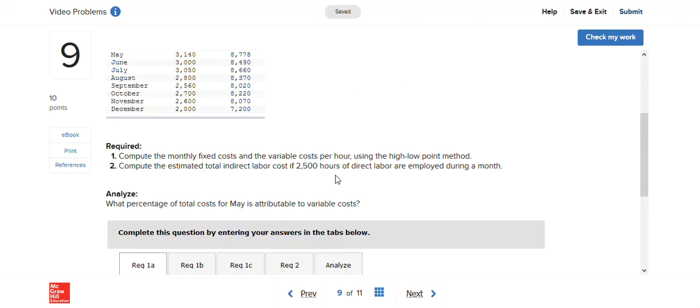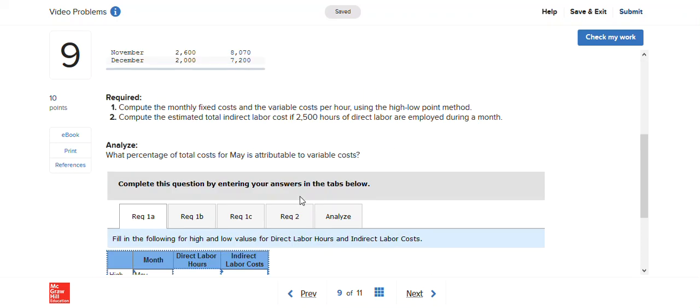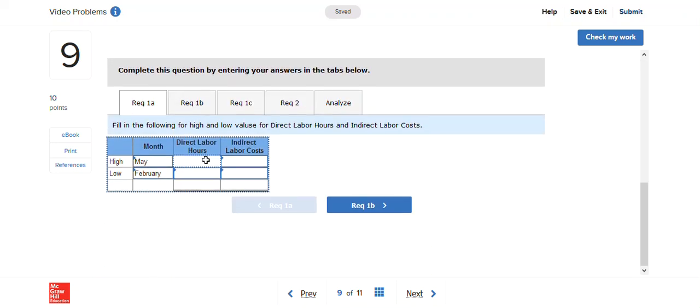And at that point, you're just going to take the amounts that are up here. So May is 3,140 and 8,778, and then February's 1,500 and 6,400. So you're just going to transfer those amounts down. And that chart is done.